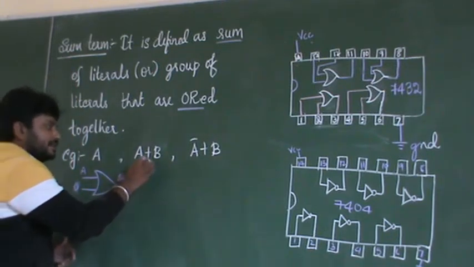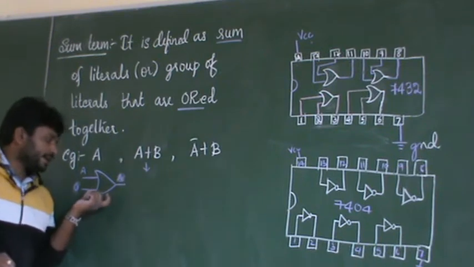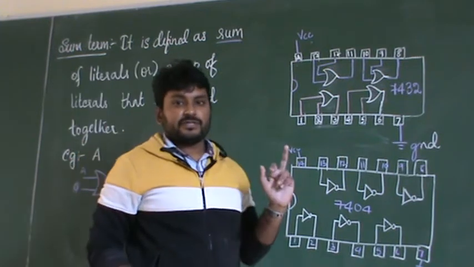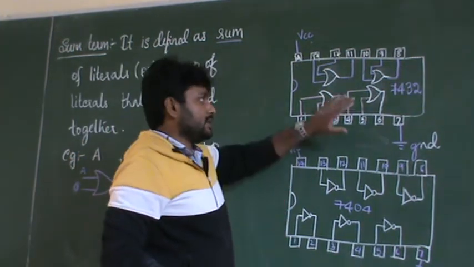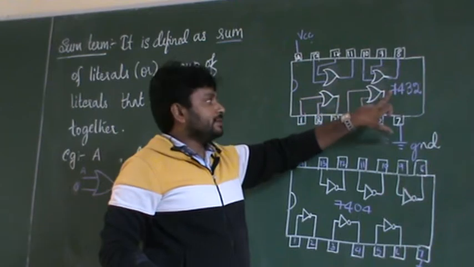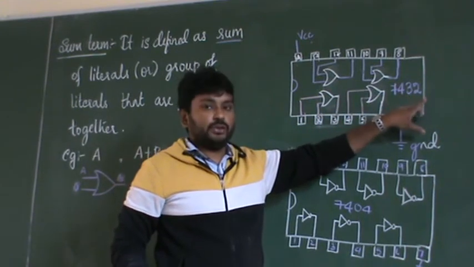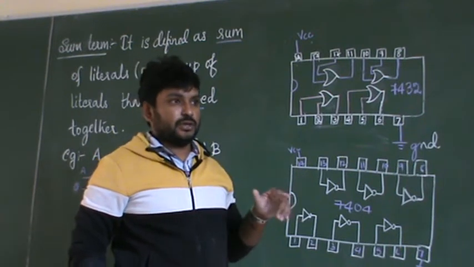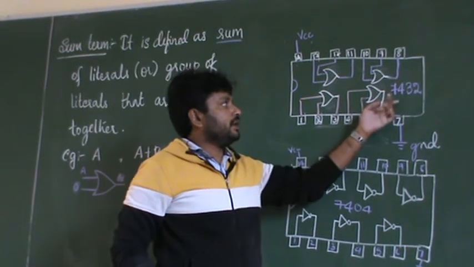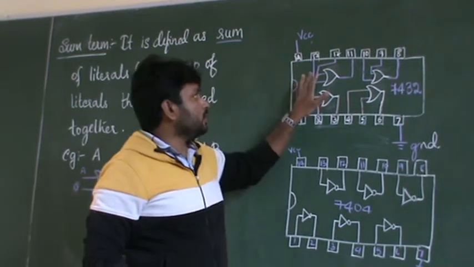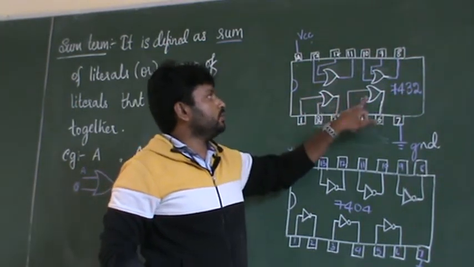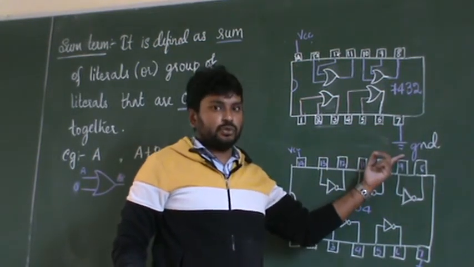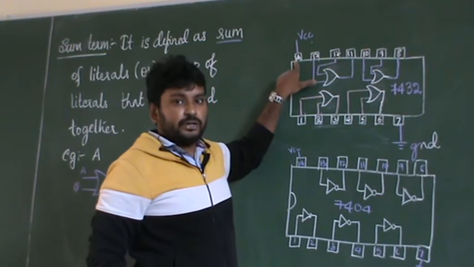Now come back to this example. How to write the pin numbers for this? Whatever we have discussed for the AND gate IC configuration, the same configuration holds good. The AND gate IC number was 7408, and the OR gate IC number is 7432. How many OR gates are available? Totally 4 gates are available, and again 7 is always connected to ground and 14 is always connected to VCC.